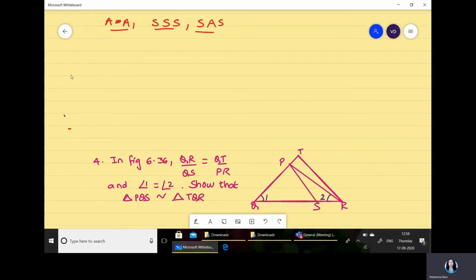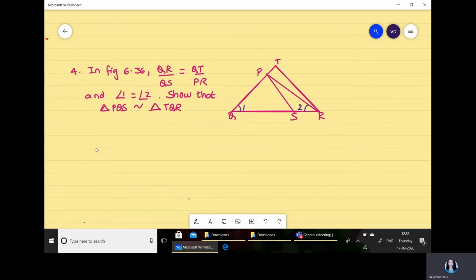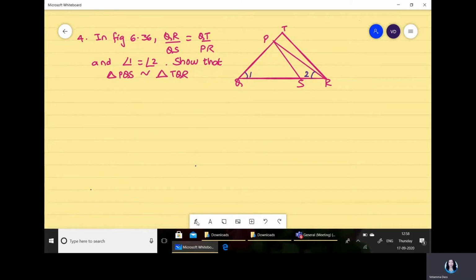Here, the fourth one, that is part 2, in this fourth sum, in figure 6.36, it is given in the textbook that QR upon QS equals QT upon PR. This is given. It's also given that angle 1 and angle 2 are equal. You have to show that triangle PQS is similar to triangle TQR.